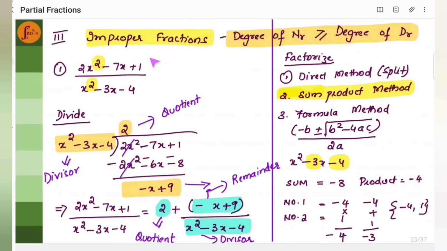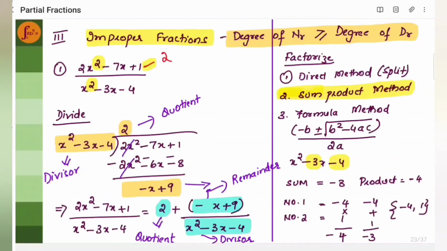Now, let's take another example, which is related to improper fractions. Here, the degree of numerator is greater than or equal to the degree of denominator. What is a degree? Degree is nothing but the highest degree of the polynomial function. Degree is the power, right? What is the highest degree? The degree of x is 1, the degree of x square is 2. But the highest degree for this entire function is 2.